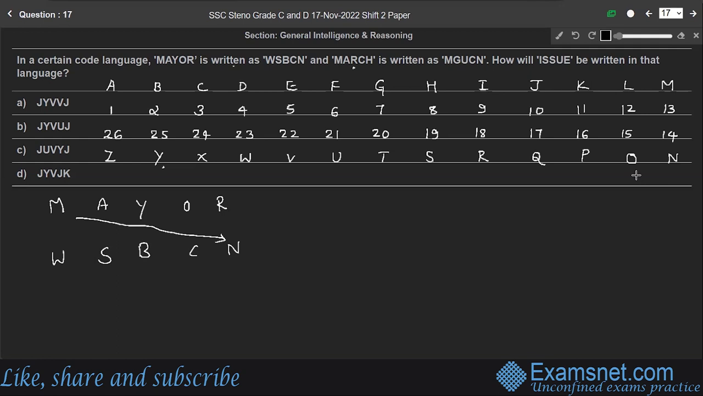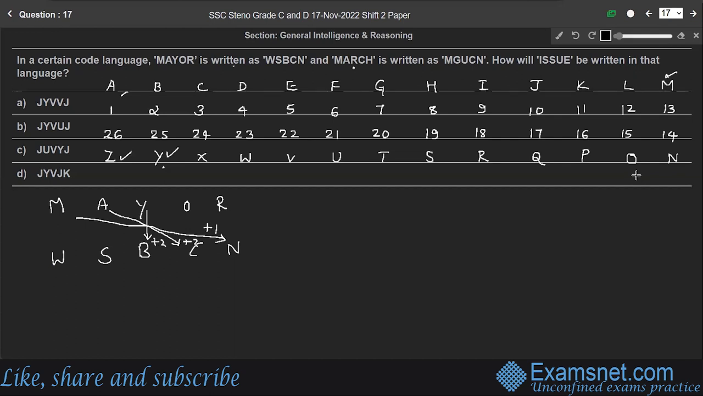The positional value of M is 13, N is 14. So I can write M plus 1 as N. The second letter is A. A is coded as C, and A plus 2 is C. And Y is coded as B. Y is 25, B is 2. After Y, Z comes. Y plus 1 is Z, plus 2 is A, plus 3 is B.